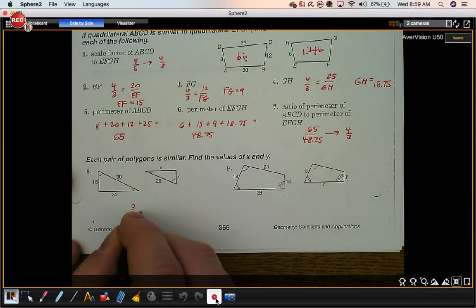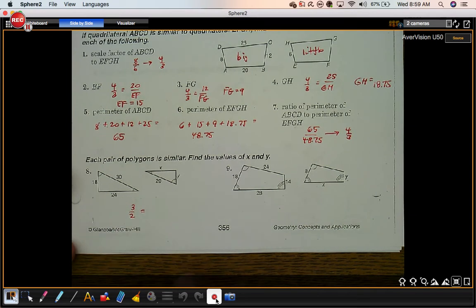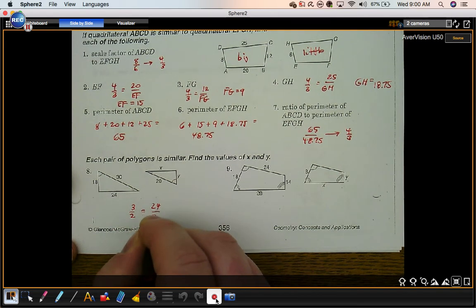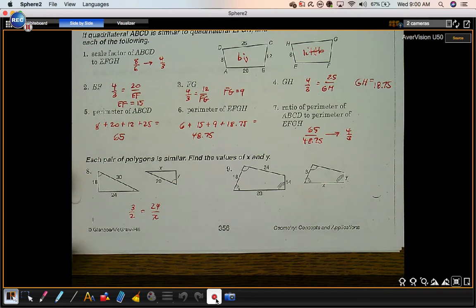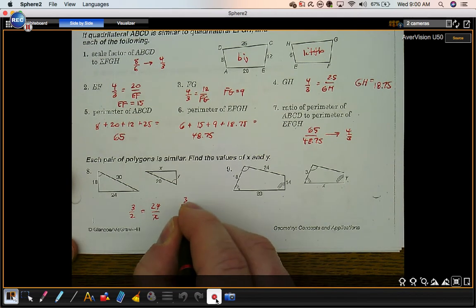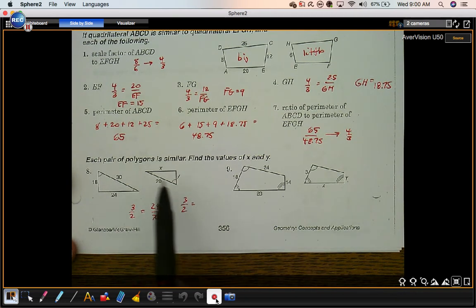Now, instead of me just writing 30 over 20, I'm going to write 3 over 2. It's just going to make my job easier. What does the x go with? The x touches an angle with no arcs and 2 arcs. No arcs, 2 arcs. It goes with 24. Now what's bigger, 24 or x? 24 is definitely bigger. We'll do 3/2 again because that's our scale factor.